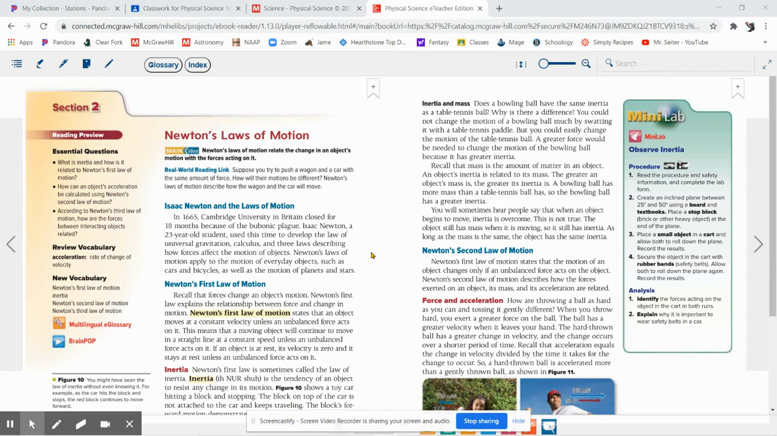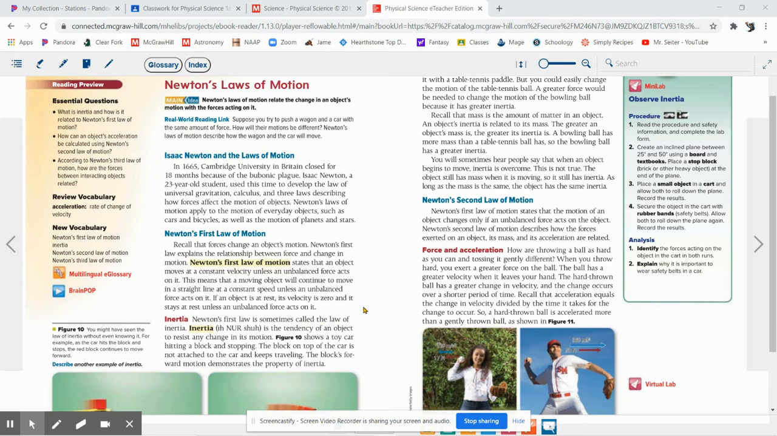We know Newton's story. We watched the movie, so we can skip over this first paragraph for this lecture. Just make sure you read it. 1665, Cambridge University. It closed because of the plague, and Newton went home to his country home.